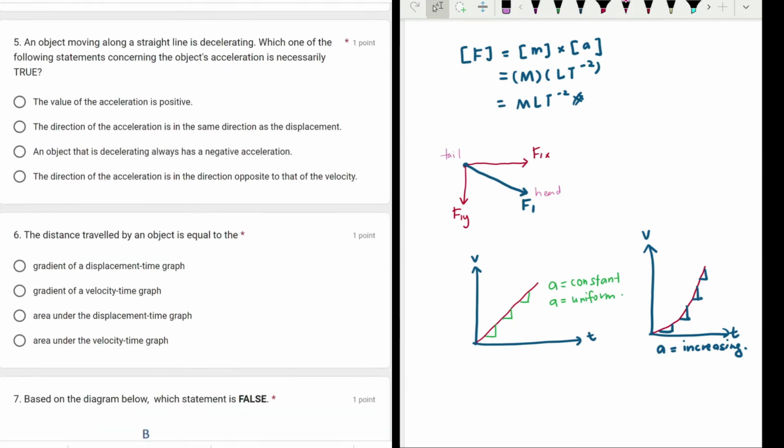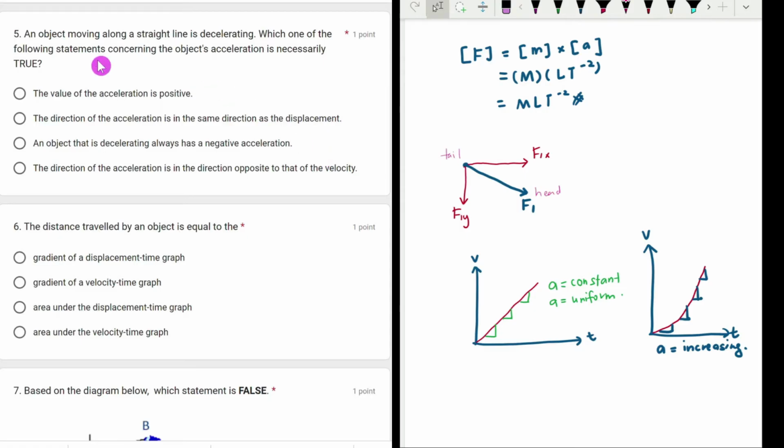Okay, an object moving along a straight line is decelerating. So the object is decelerating. Which one of the following statements concerning the object's acceleration is necessarily true? Okay, so the first one, the value of the acceleration is positive. Salah lah sebab dia decelerate.